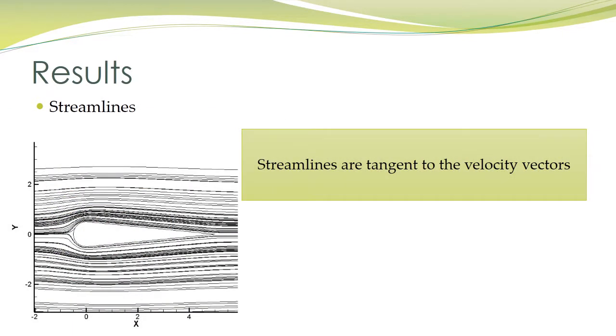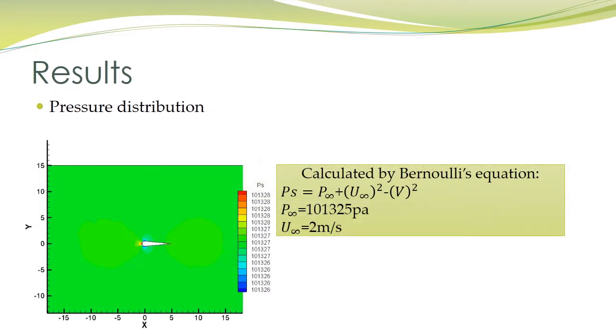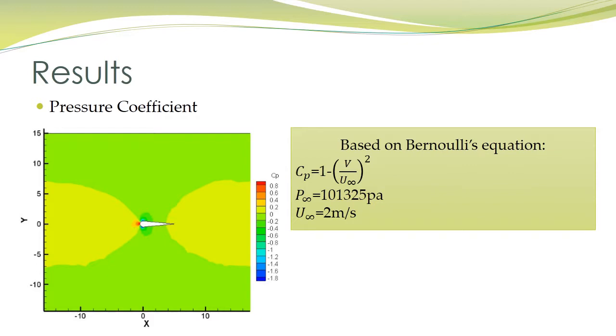And this is the streamline around the airfoil, and streamlines are tangent to the velocity vectors. This is the pressure distribution, and it is calculated by the Bernoulli equation. We can see the pressure near the stagnation point is the highest. This is the pressure coefficient, and it's based on the Bernoulli equation.